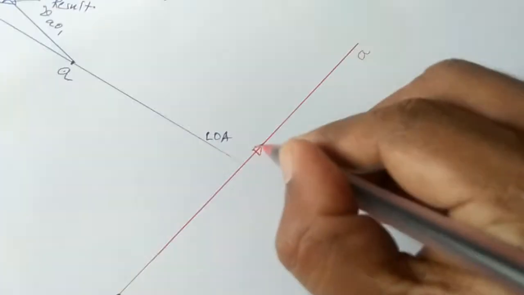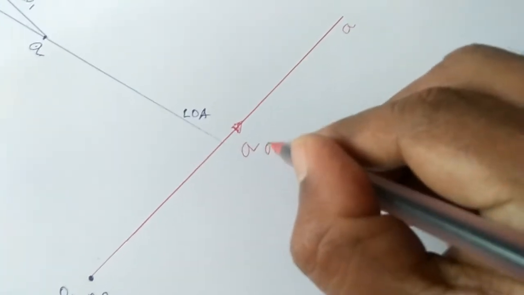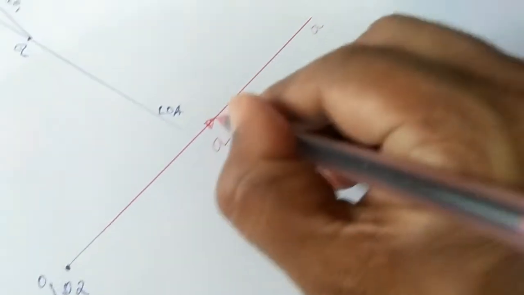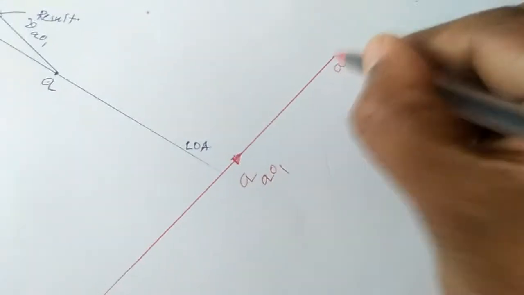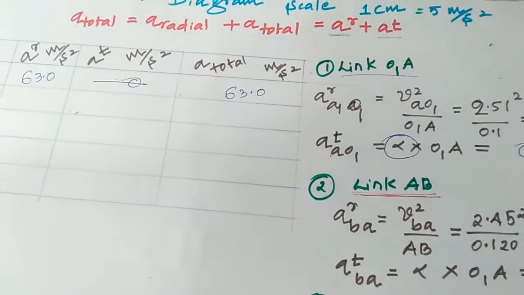This is the acceleration of A with respect to O1. This is the total acceleration only. Remember it. In order to start, you need one total acceleration. That's why I have taken it as the start. Then I will come to the link AB.